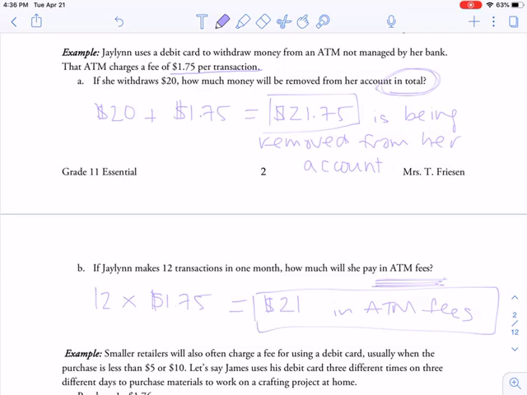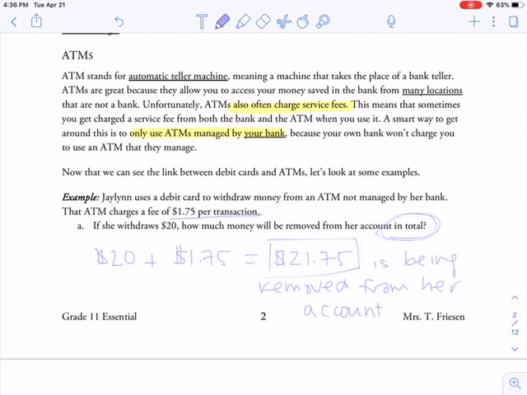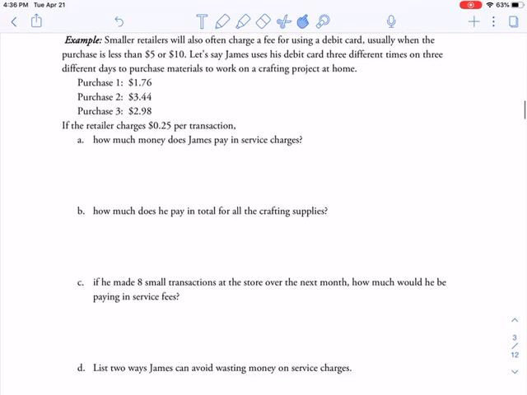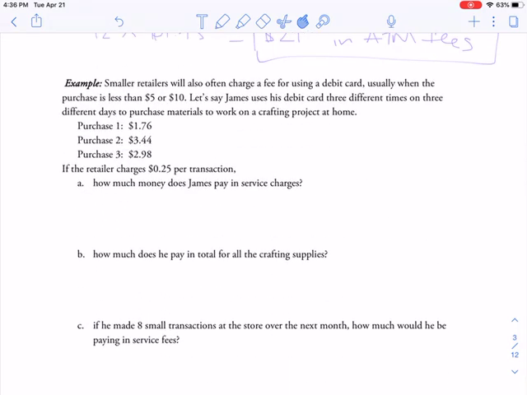As you can see, that's quite a bit of money to be just paying to the ATM essentially, and not using for your own purposes, like buying groceries or paying your cell phone bill or whatever. A good way to avoid paying so much in ATM fees is to just make sure that you always use an ATM that's managed by your own bank, like we talked about before. Okay, moving on. We just have one example here, and that will be the rest of this lesson.